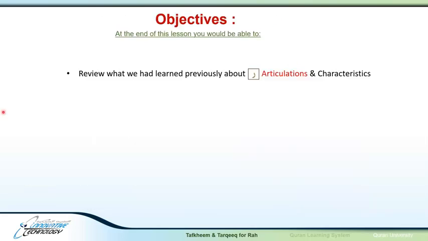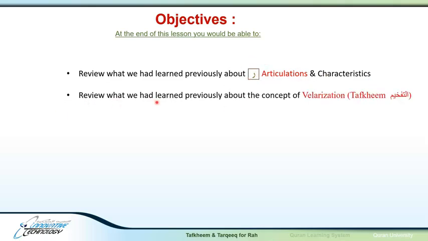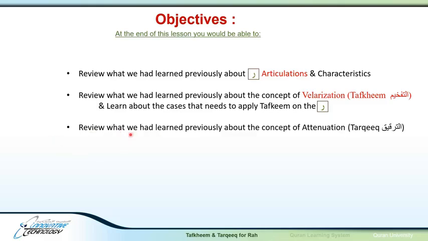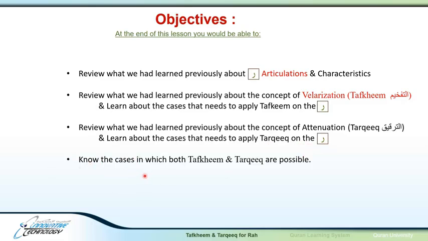In this lesson, we'll review what we have learned previously about the articulation and characteristics of the letter Ra. Then, we'll review what we have learned previously about the concept of Velarization, which is called Tafkheem in Tajweed terminology, and learn about the cases that need Tafkheem on the Ra. Then, we'll review the concept of Attenuation, Tarqeeq, from the last lesson, and learn about the cases that need Tarqeeq on the letter Ra. Then we'll get to know the cases in which both Tafkheem and Tarqeeq are possible for the Ra.